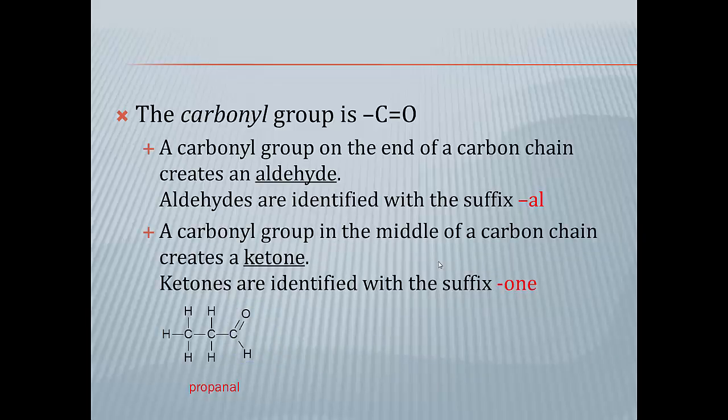If the carbonyl group is in the middle of a carbon chain, it creates another functional group called a ketone. Ketones are identified with the suffix -one. This molecule is propanone. Here the carbonyl carbon is in the middle of the carbon chain. This is a 3-carbon chain molecule, so this will be propanone. It is commonly called acetone and found in nail polish remover.